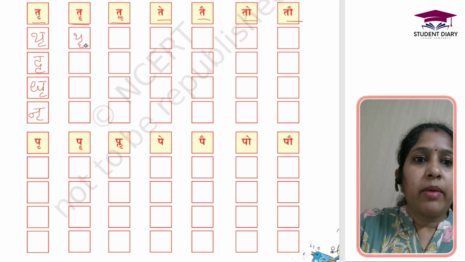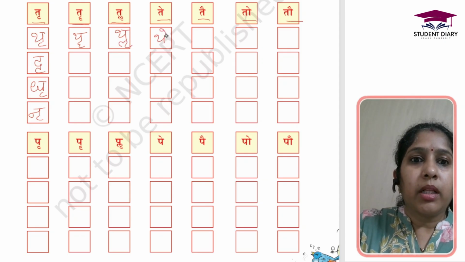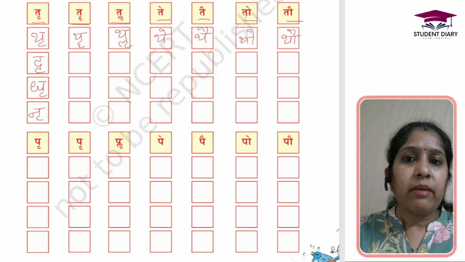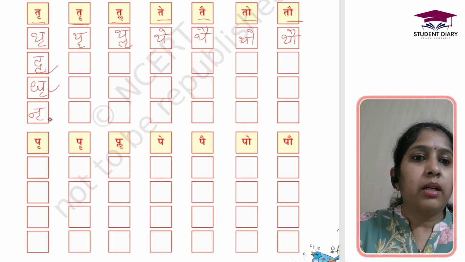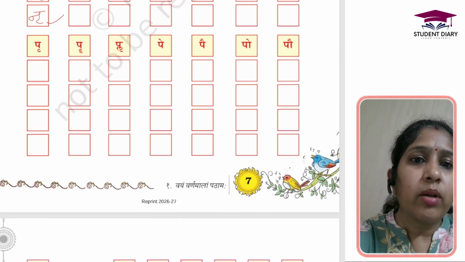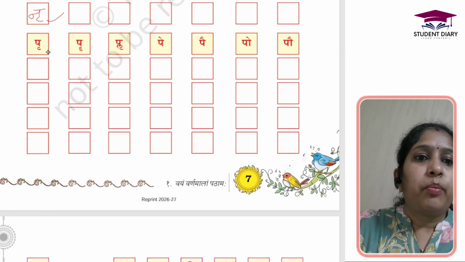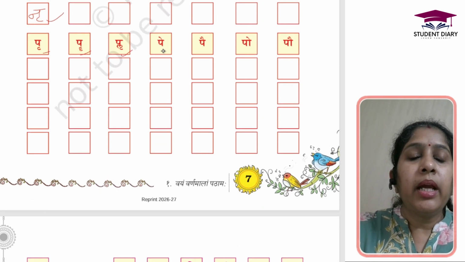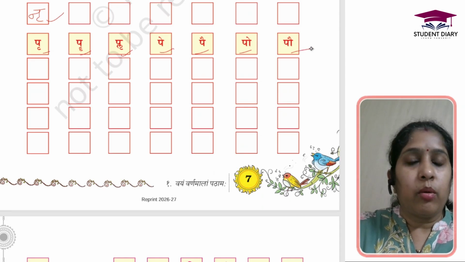Then if I make one more line, it is three, then th, and then it is going to be three, then the, and then thai, then tho, and then thou. Correct? I hope everyone can make like this for the and na also. Right? Now let's go for the pa one. So it is pri, pe, pai, po, pau.